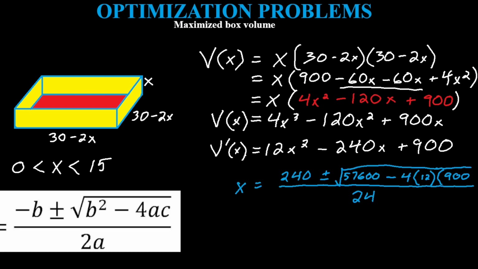Plugging in the values into the formula, I have negative b. B is 240, so it's positive 240, plus or minus the square root of 240 squared, which is 57,600, minus 4 times a, which is 12, times c, which is 900, all over 2 times a, which is 12, so 2 times 12 is 24. Under the radical, I have 4 times 12, which is 48, 48 times 900.